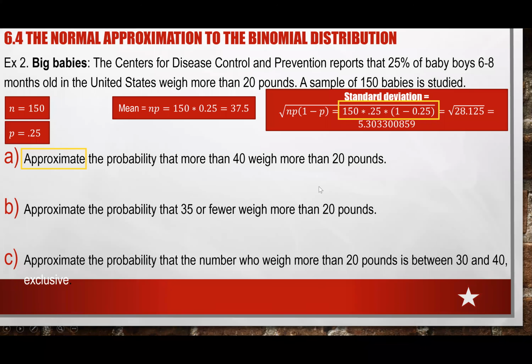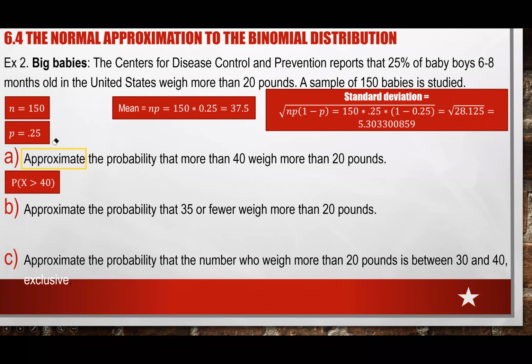Okay, so once you identify your mean and your standard deviation, now we need to ask ourselves, what area are we looking for, right? Do you agree that anything greater than is the same as more than? So greater than 40 is the same as more than 40. So we're looking for the probability of X greater than 40. We're looking for the probability that the number of babies is bigger than 40, right? We need to have 41 babies weighing greater than 20 pounds.